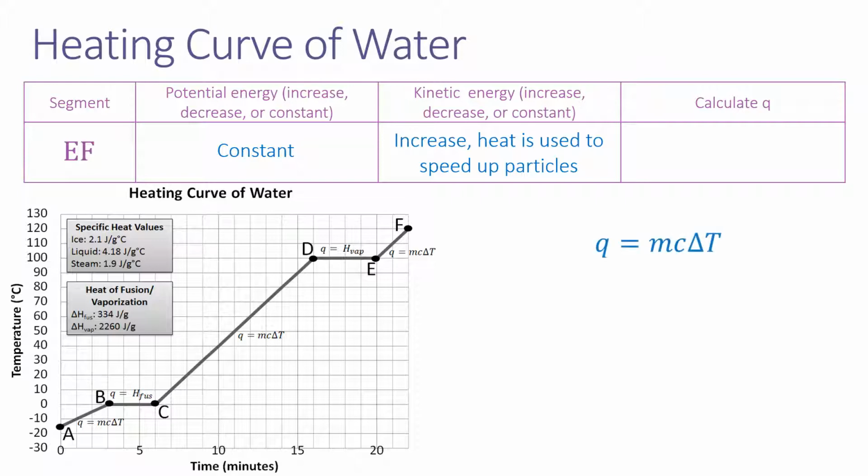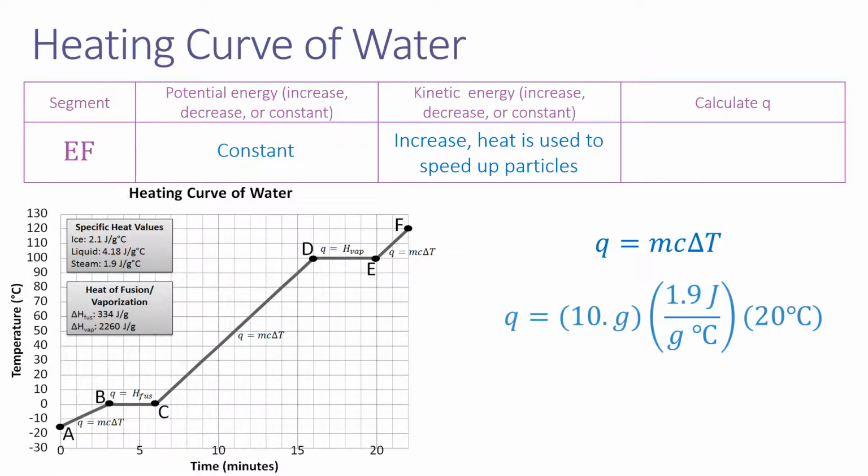So in order to calculate Q, I can use Q equals mc delta T. The mass is still 10 grams, but this time I want to use the specific heat for steam, which is 1.9 joules per gram degree Celsius. So here, my temperature is going from 100 up to 120. So my temperature change is positive 20. So when I solve, I get 380 joules. This needs to be 2 sig figs, and it already is as 380 joules.